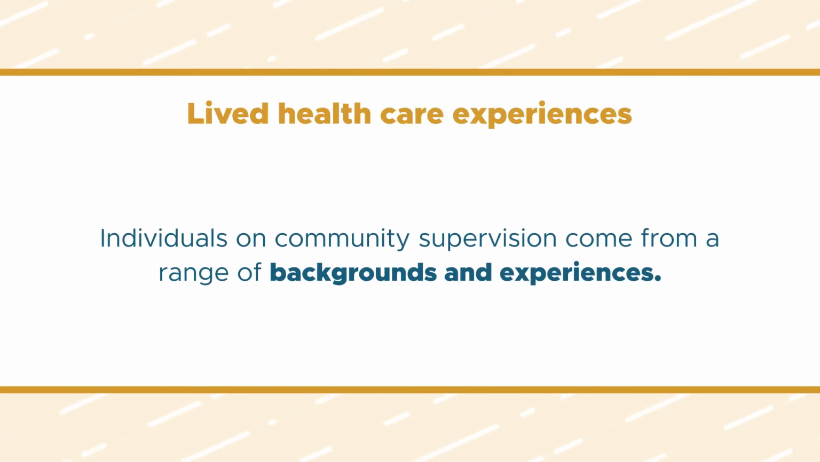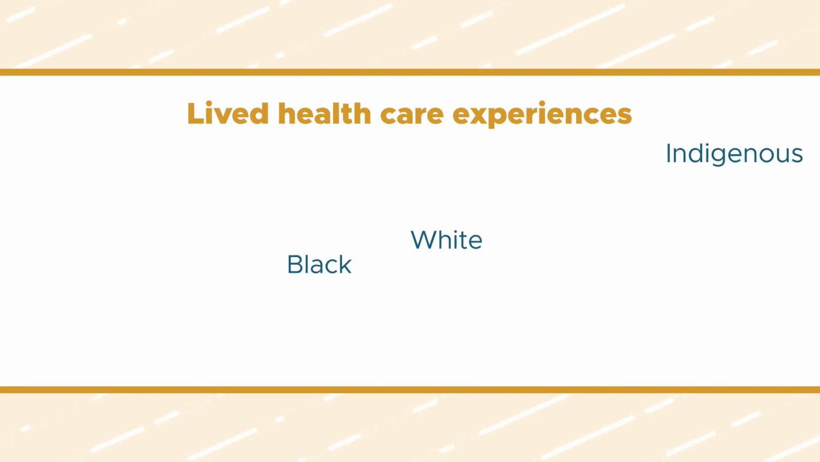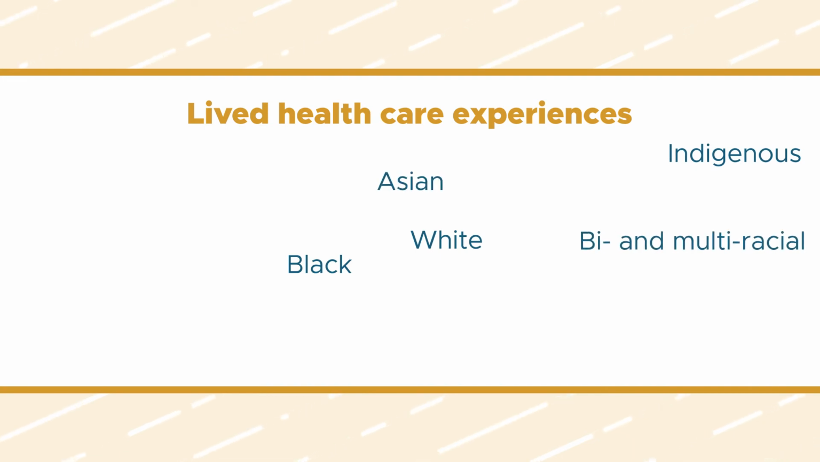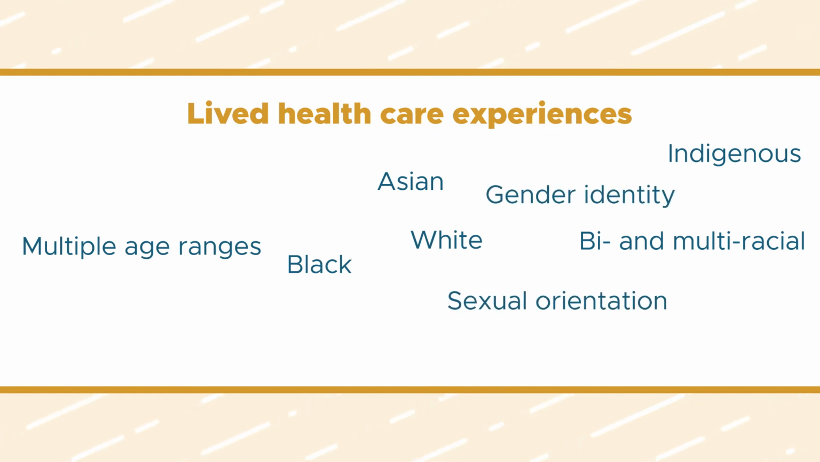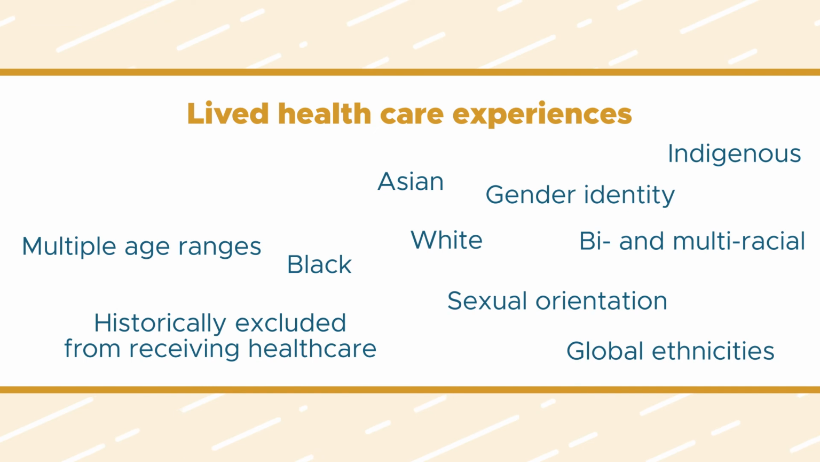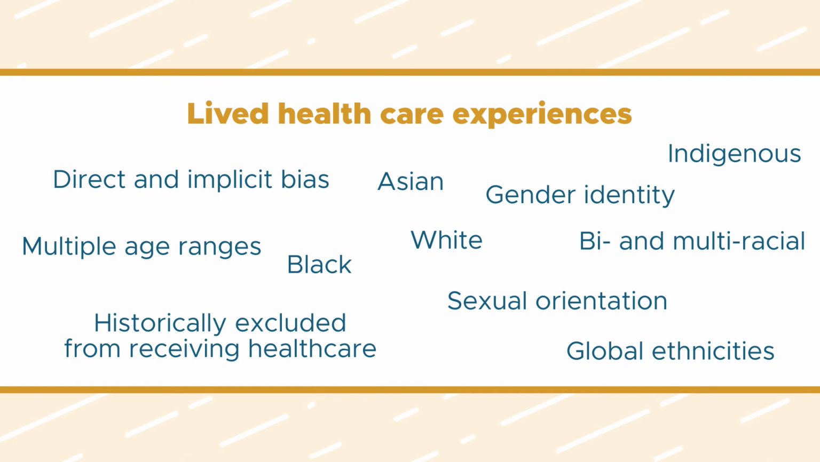Individuals on community supervision come from a range of backgrounds and experiences. They are white, Black, Indigenous, Asian, and bi and multiracial. They span multiple age ranges and vary in gender identity, sexual orientation, and global ethnicities. For many individuals involved in the criminal legal system, they have also been historically excluded from receiving health care, or when they do receive it, experience direct and implicit bias in the process. For example, when thinking about individuals on probation who are people of color, it's important to consider the difficult history these communities have had with the medical community.